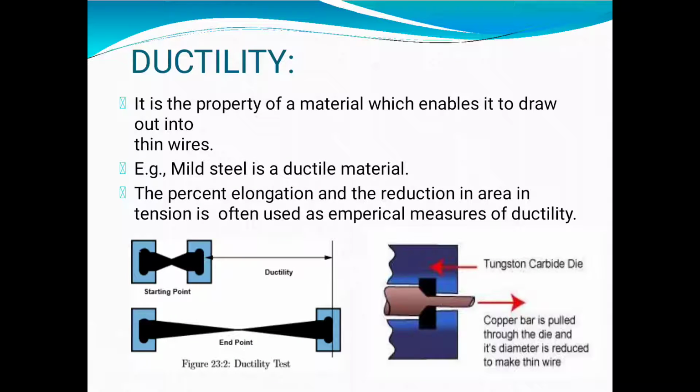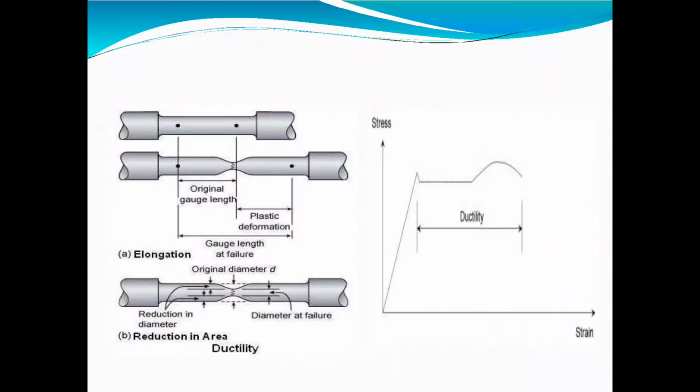Ductility is the property of a material which enables it to be drawn out into thin wire. Example, mild steel is a ductile material. The percent elongation and the reduction in area in tension are often used as empirical measures of ductility. Here I have also shown an example of ductility. This one is again an example of ductility, elongation, reduction in area, stress and strain using a curve. I have also shown what changes occur in a ductile material.